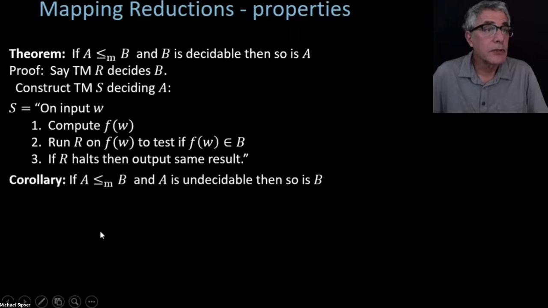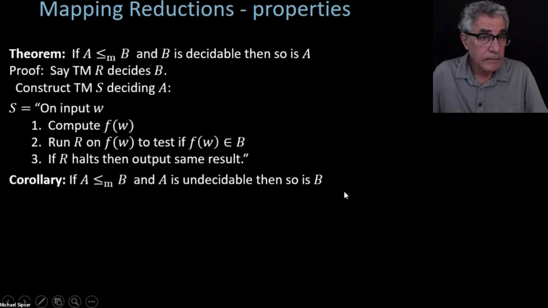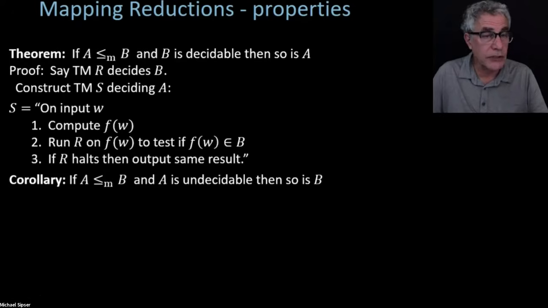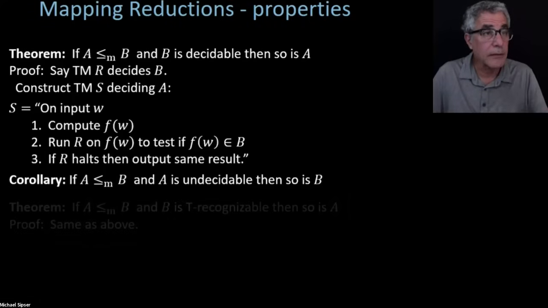So the corollary is, and this is the way we're going to be using it: if A is reducible to B and A is undecidable, then so is B. As I mentioned, the focus for us is going to be on undecidability. You may want to think of A as like the Atm problem, which we know is undecidable. We're going to show that Atm is mapping reducible to some other problem to show that that other problem is undecidable.